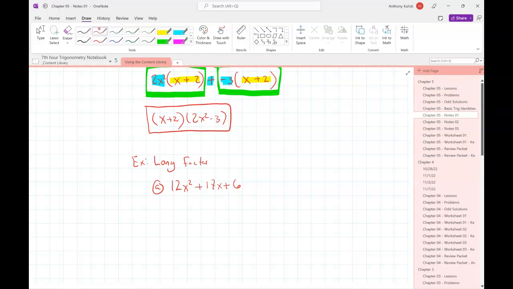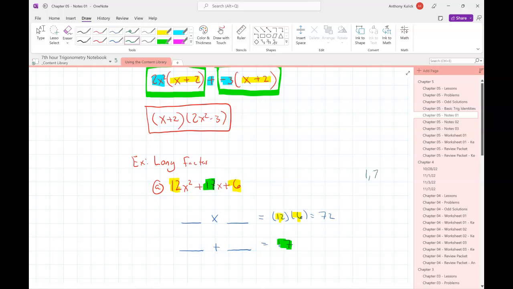Notice this is the long factoring since the leading coefficient here is not 1. So remember how this one works. Two numbers that multiply to give us 12 times 6, and add to give us 17. This one's a little bit harder than one that you usually can do in our head. What should we start with, the multiplication problem or the addition problem? Always the multiplication problem, because there's finitely many integers that can multiply to give us 72.